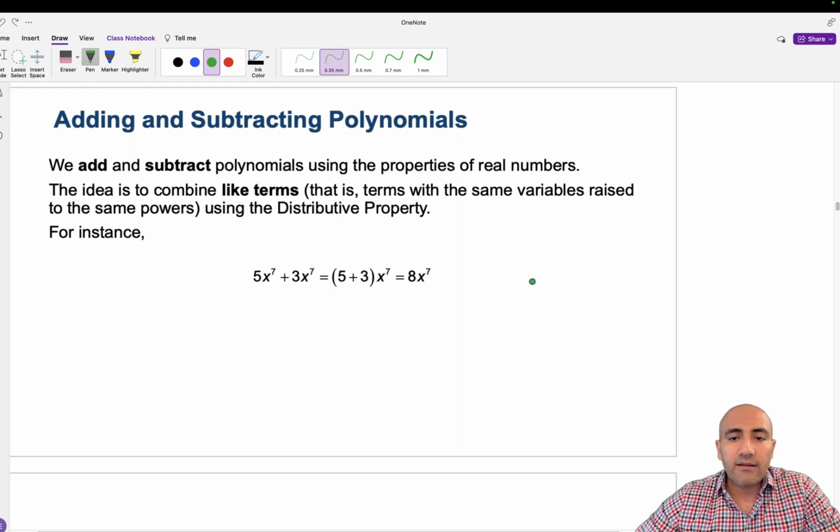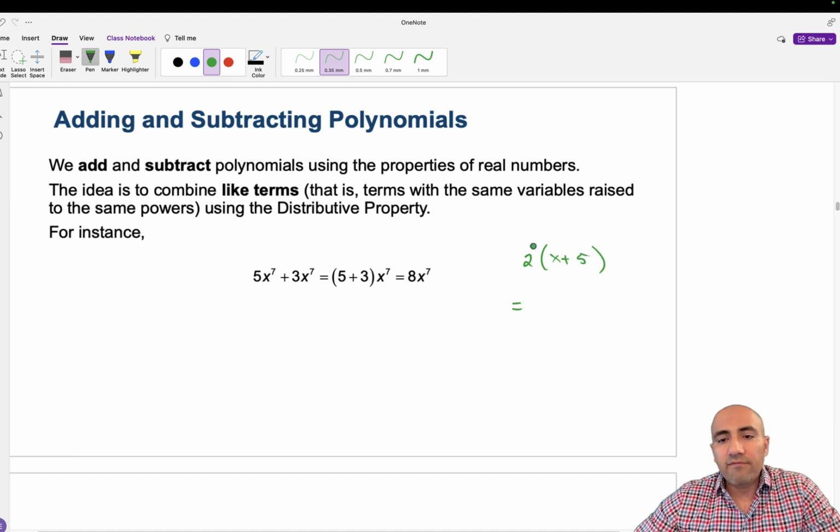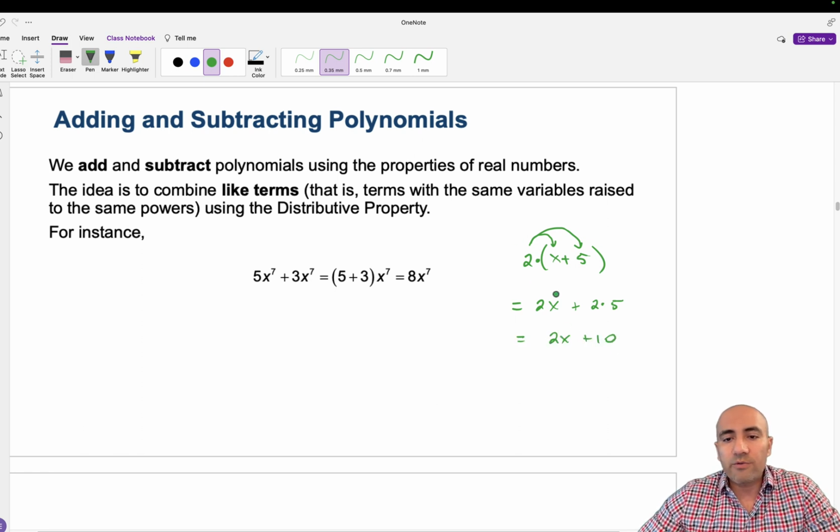Remember that if we had say 2 and we had like x plus 5, that we can simplify this by distributing this 2, distributing multiplication across addition. So 2 times x and then 2 times 5. This would be 2x plus 2 times 5, which would then give us 2x plus 10. Right, so this is the distributive property. We're doing the same thing, but sort of in reverse, factoring it.